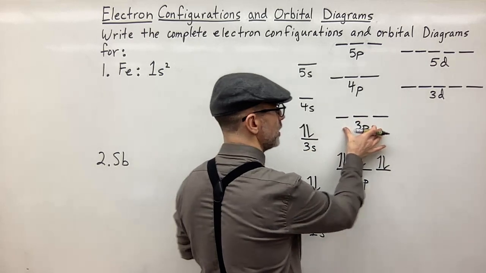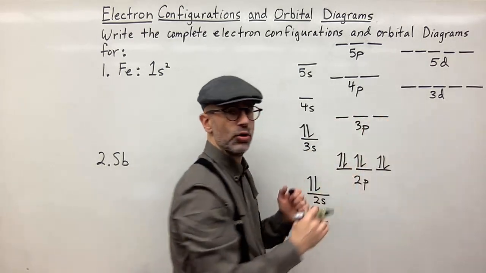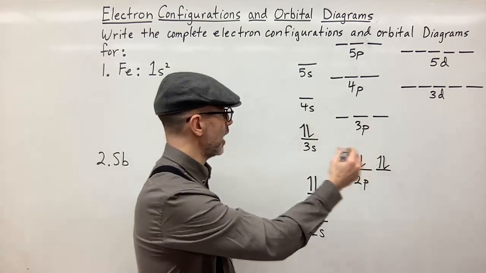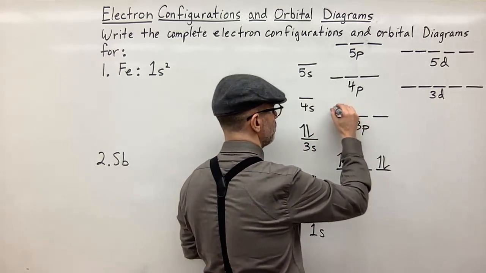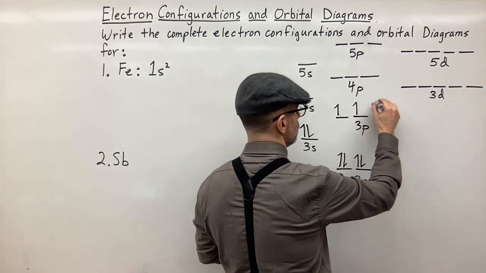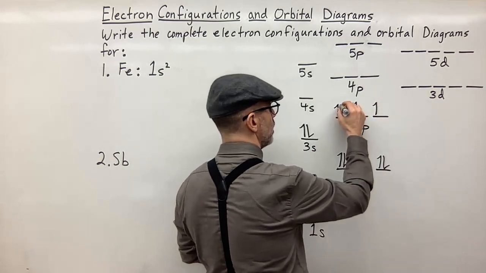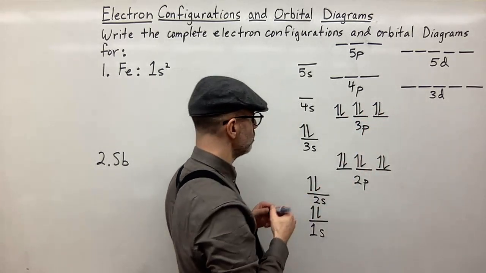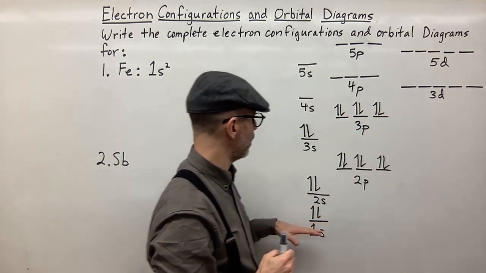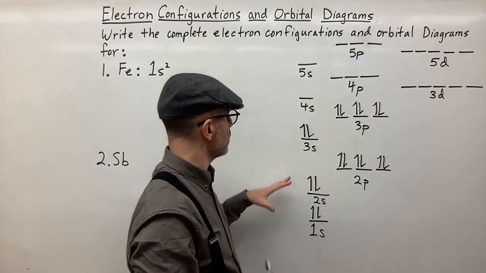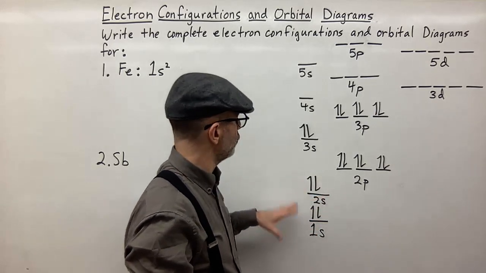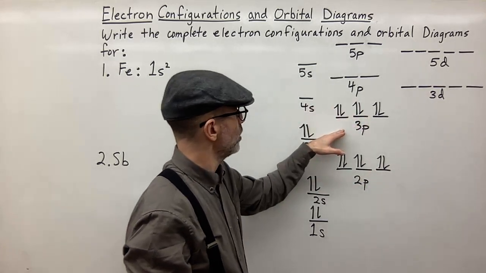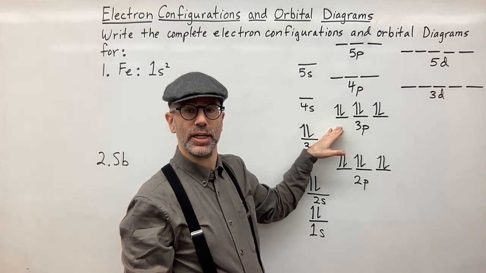Then I have the 3p again, 3 equal orbitals. Hund's rule, I have to put in 1 electron at a time first. So spin up, spin up, spin up. And then I'm going to pair them up, spin down, spin down, spin down. So at this point, I have 18 electrons. So I have 10 here plus 8. I got 18. So that gives me 8 more electrons.